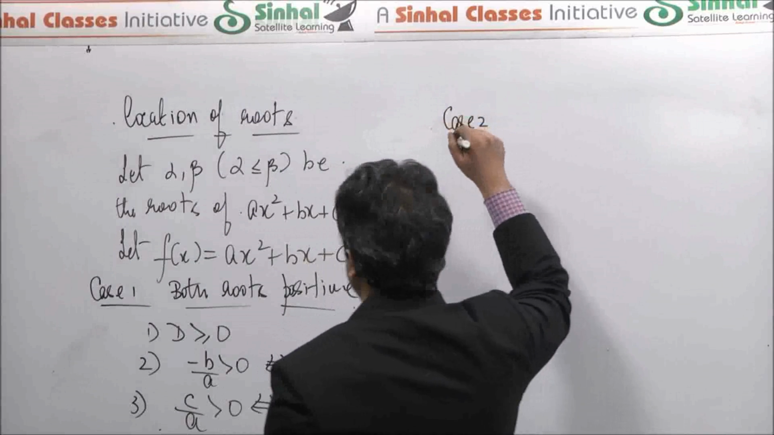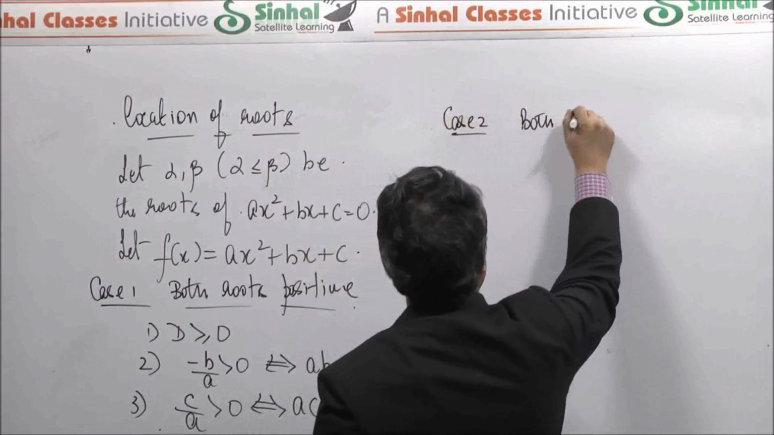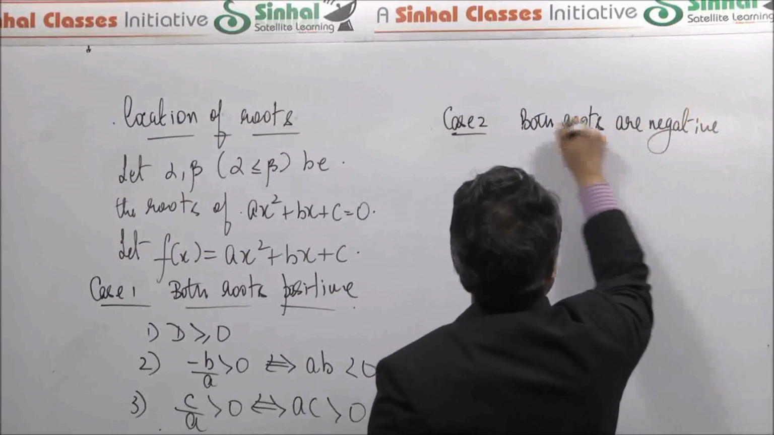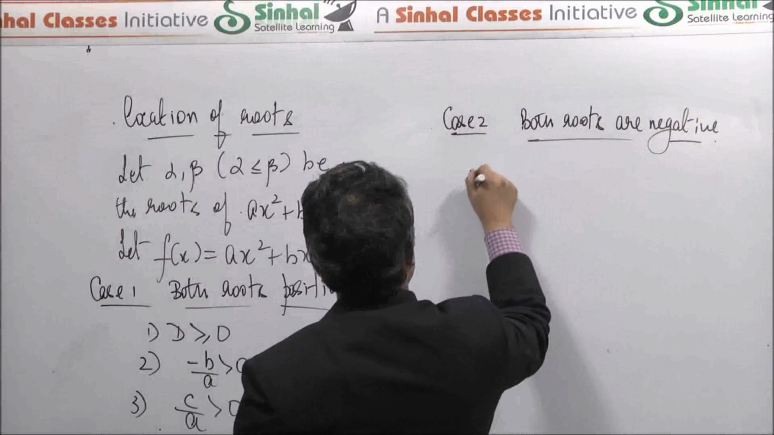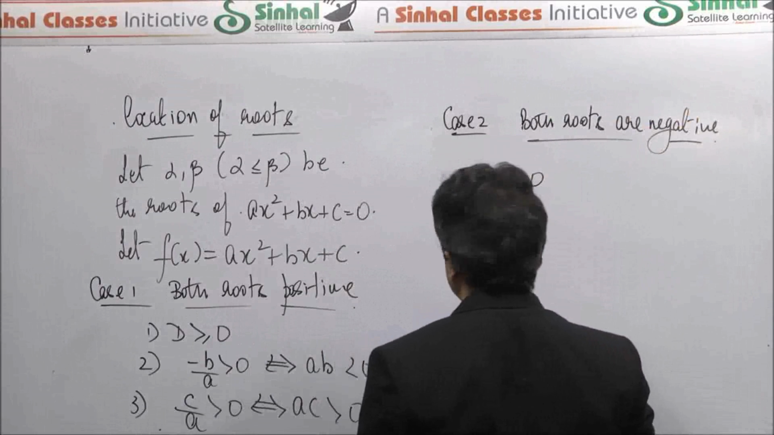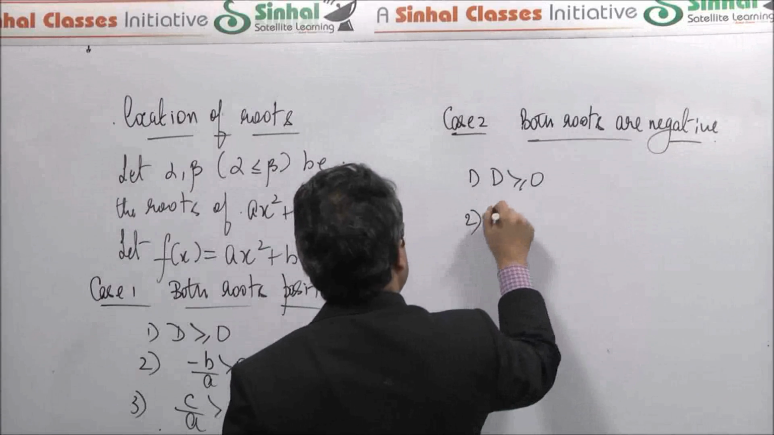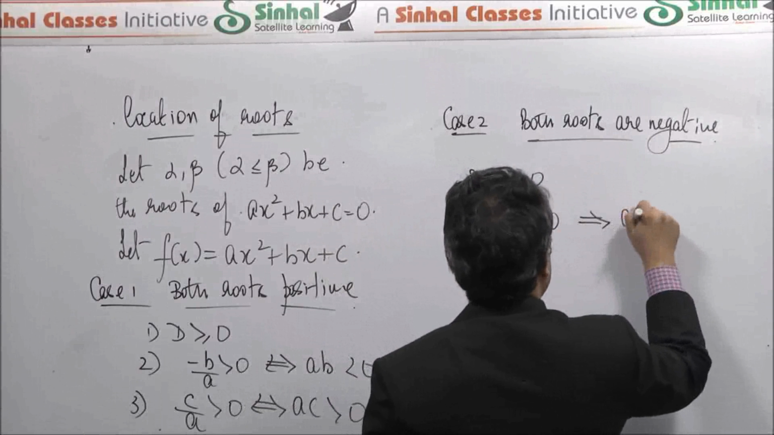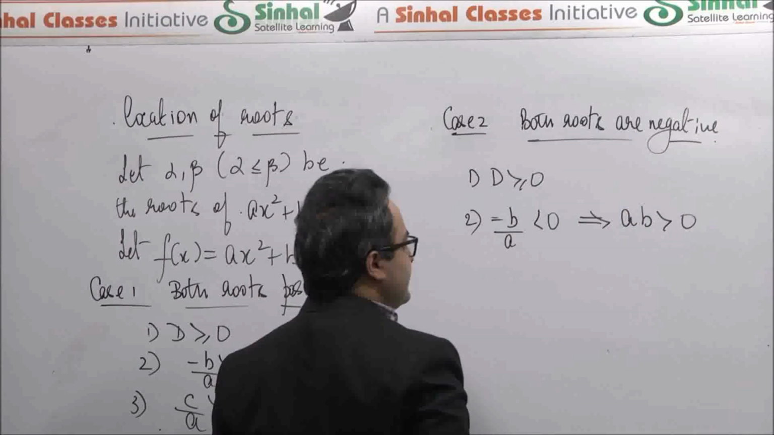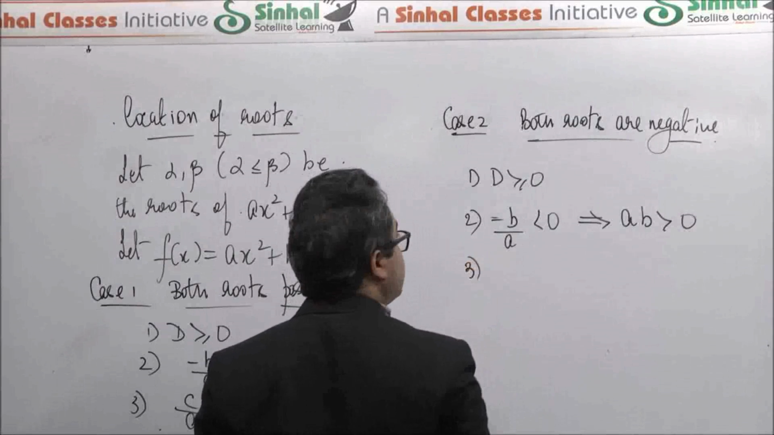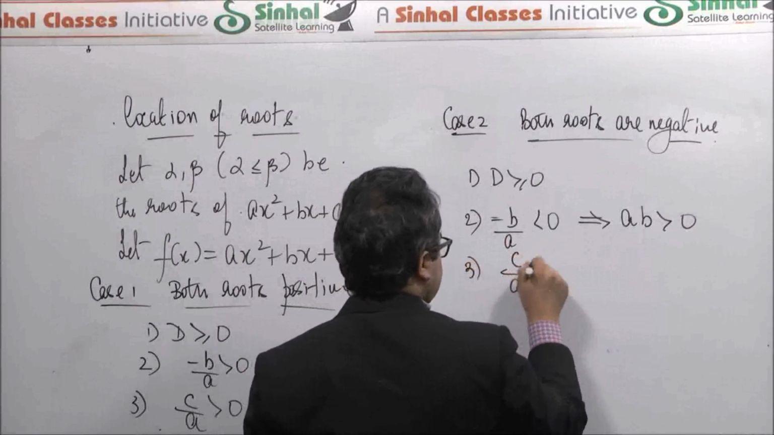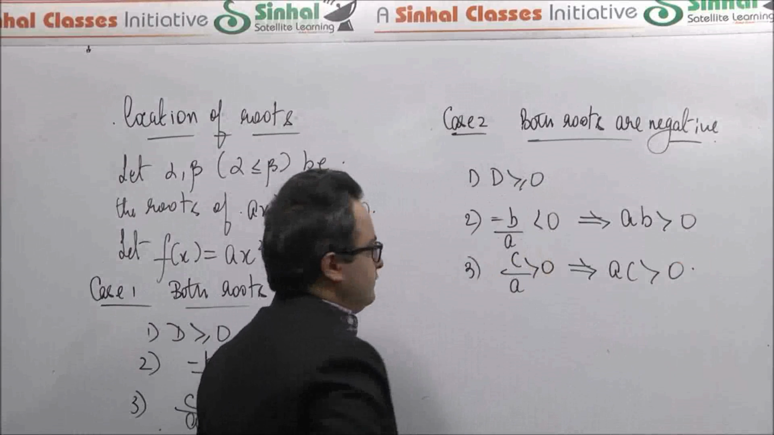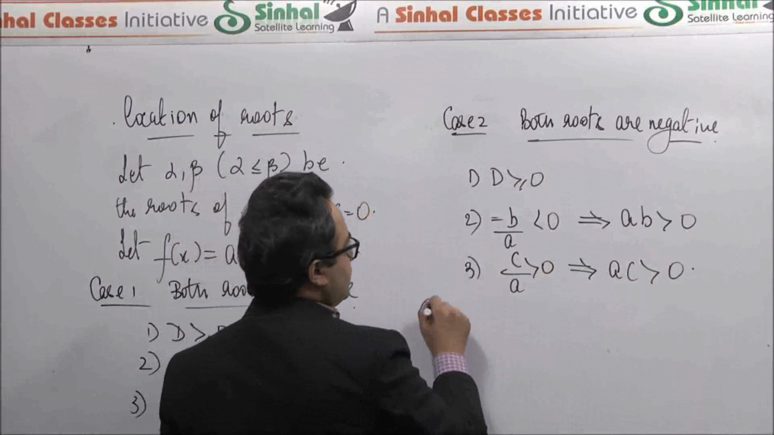Our second case would be that, let's say, both the roots are negative. So now for both the roots negative, again the first condition remains the same because you still want to ensure that the roots are real. Second condition, since both roots are negative, the sum of the roots, which is minus b by a, should also be negative, which effectively says that b by a is positive, so a into b should be positive. So basically a and b should have the same sign. Similarly, since both the roots are negative, the product should still be positive. So again a and c should have the same sign, right? Again, these three conditions together will ensure that both the roots are negative.